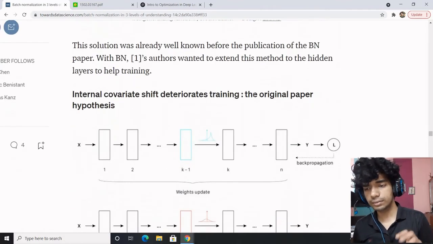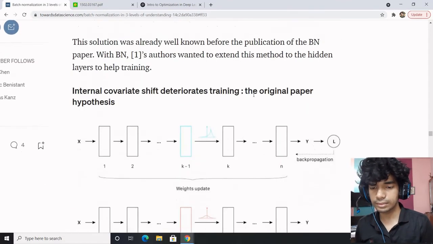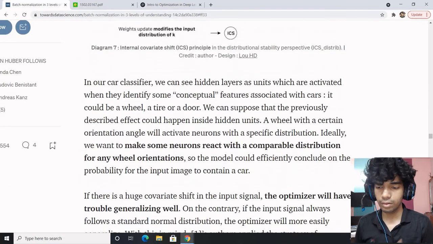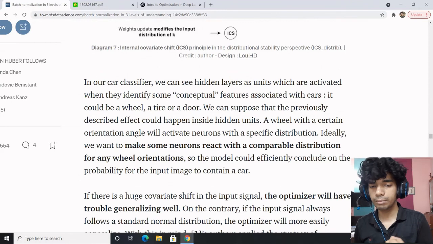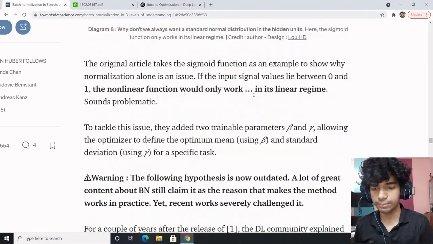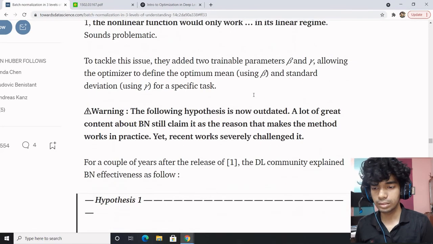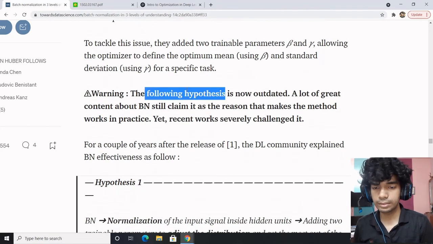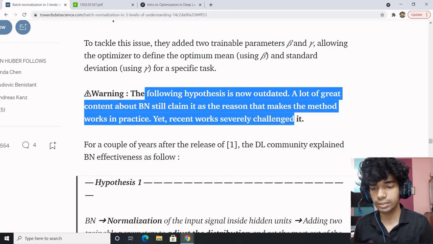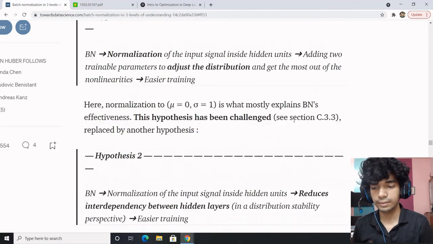Now internal covariate shift is usually for the hidden layers. Make some neurons react with a more comparable distribution for any wheel orientations. The optimizer will have trouble generalizing well. This is what it talks about. The following hypothesis is now outdated. A lot of content about batch normalization still claims that this is the reason that makes the method work in practice, yet several recent works have challenged it.